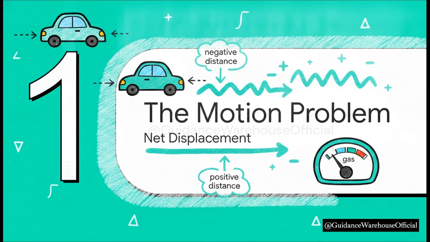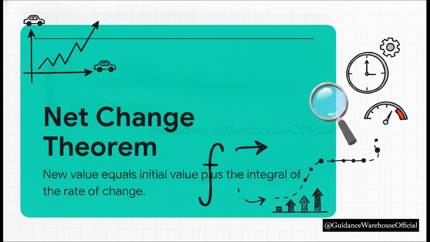But to figure out how much actual ground the car covered, and therefore how much gas it used, we need calculus to add up all those tiny individual moments of change, completely regardless of the direction. And that brings us perfectly to the formal rule. The net change theorem states that the new value of a changing quantity equals its initial value plus the integral of its rate of change.